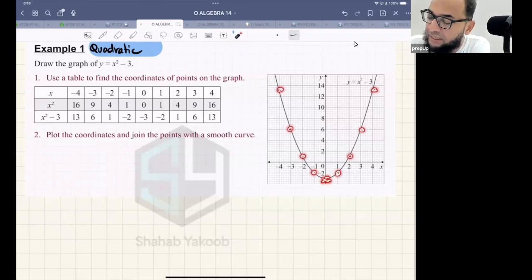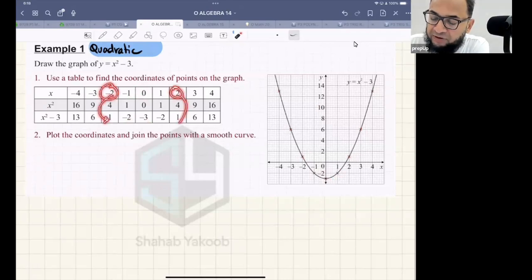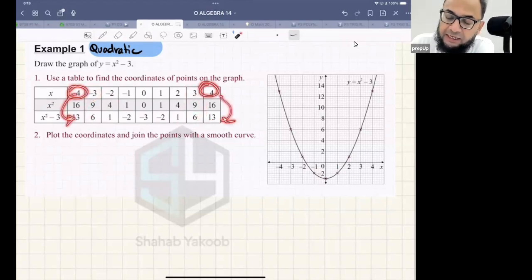Now, what you see over here is symmetry. Because 0 is giving me negative 3, minus 1 is giving me negative 2, and 1 is giving me negative 2. Negative 2 is giving me 1, 2 is giving me 1. Negative 3 is giving me 6, 3 is giving me 6. Negative 4 is giving me 13, 4 is giving me 13.